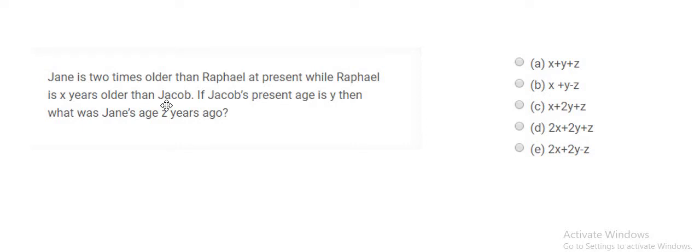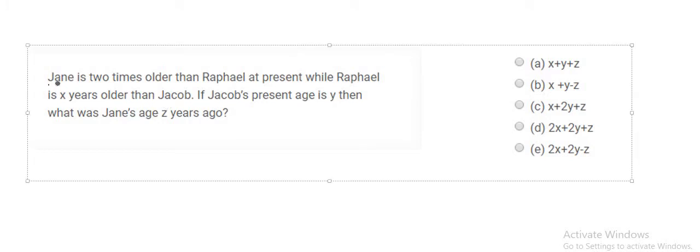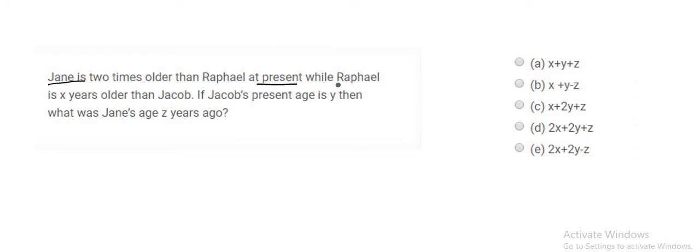Hi, we are going to solve another arithmetic problem regarding age, but here rather than using numbers, we're going to use symbols. So here it says Jane is 2 times older than Raphael at present, while Raphael is X years older than Jacob. If Jacob's present age is Y, then what is Jane's age Z years ago?